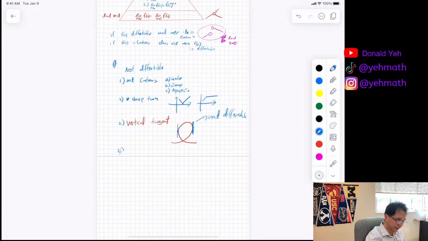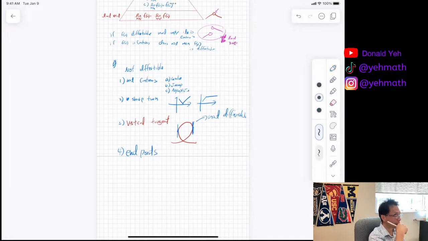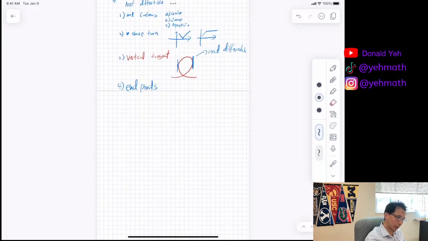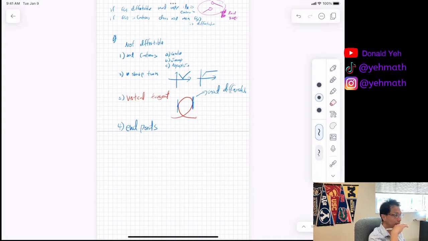Okay, 4. There's one more position where it's not differentiable: at endpoints. Endpoints are not differentiable. So that's 4 situations where it's not differentiable. Endpoints not differentiable is very helpful for the mean value theorem and Rolle's theorem. You're going to learn that later, but it's very, very helpful.